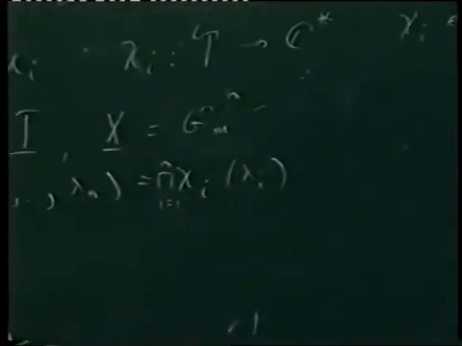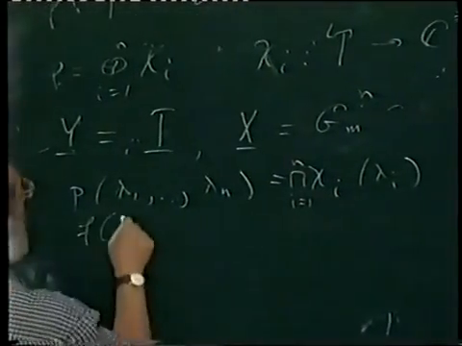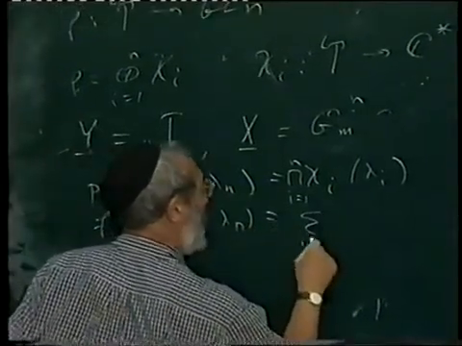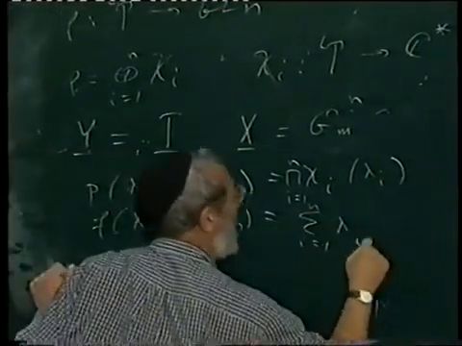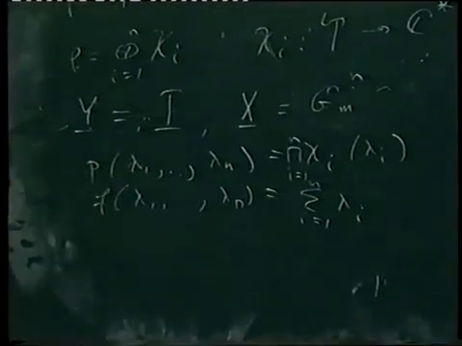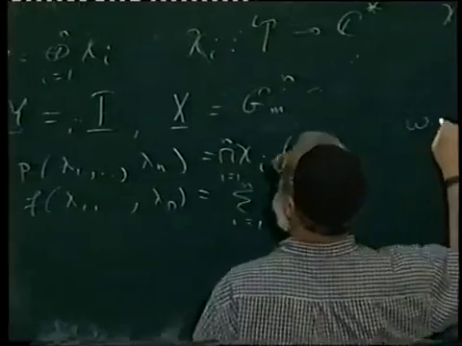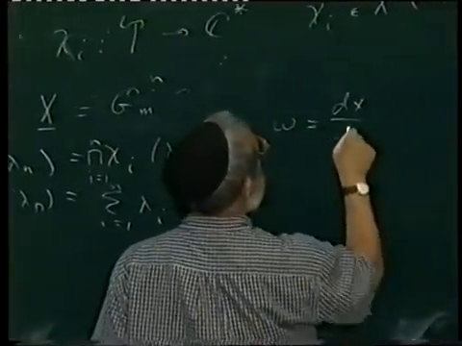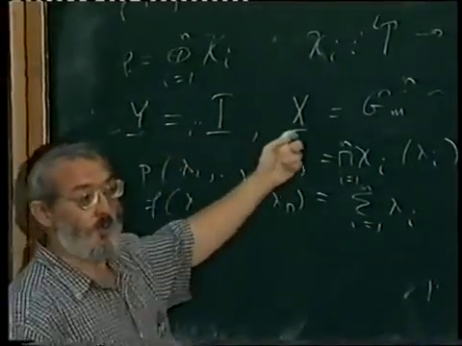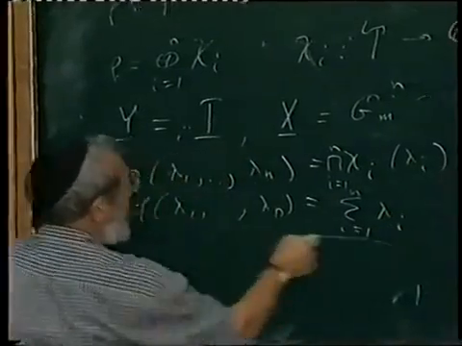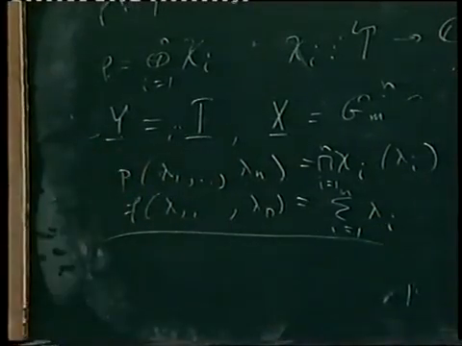The function f of lambda 1, ..., lambda n is the sum from I equal 1 to n of lambda I. And the form omega is dx over dt. Each one has Haar measure, each one has an invariant form, and so the ratio defines an invariant form on the fibers.